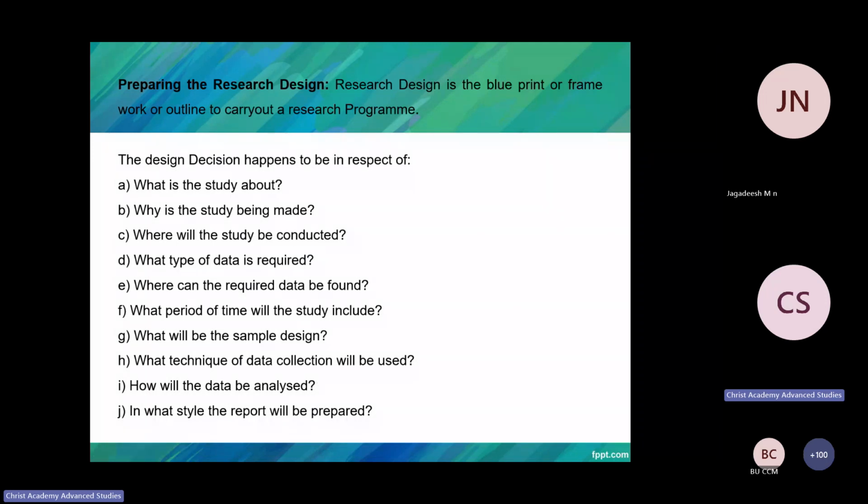So to tell you in a precise way, a research design is a blueprint or a framework which gives a clear path to the researcher to go ahead and achieve the research objectives. So that's more than enough to understand what research design is.